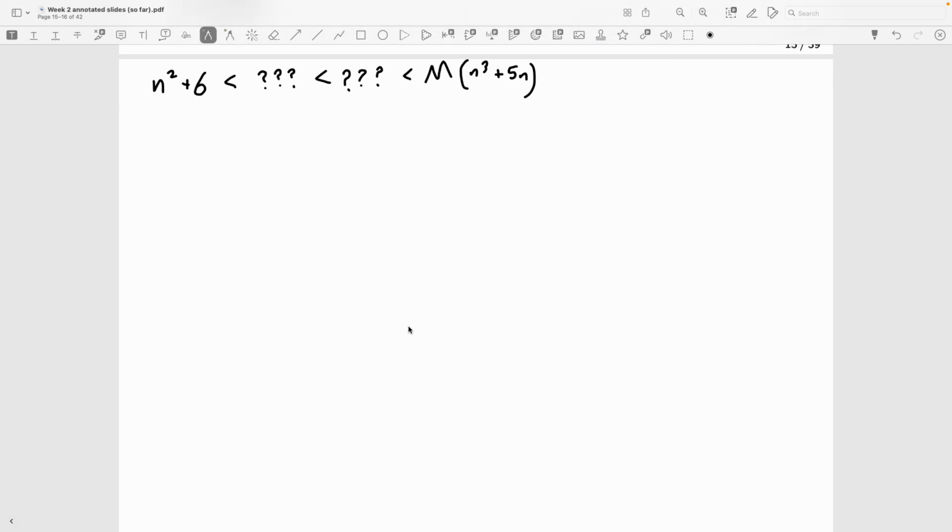So we're going to show that n squared plus 6 is less than something, and we're going to show that m times n cubed plus 5n is greater than something. And comparing those two new simplified expressions will show that the original inequality is true, just by how it's all arranged. Yes?